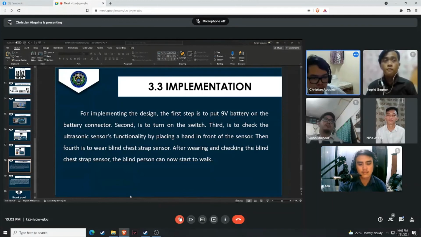Implementation. For implementing the design, the first step is to put a 9-volt battery on the battery connector. Second is to turn on the switch. Third is to check the ultrasonic sensor's functionality by placing a hand in front of the sensor. Then fourth is to wear the blind chest strap sensor. After wearing and checking the blind chest strap sensor, the blind person can now start to walk.